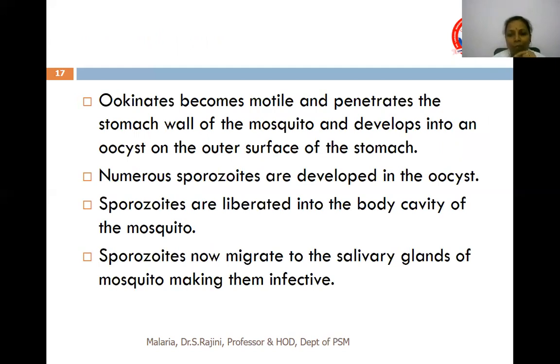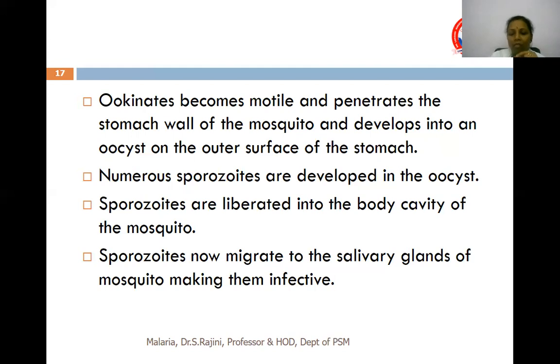It comes out of the stomach by piercing the stomach wall. Numerous sporozoites are developed in the oocyst. So now the sporozoites are liberated in the body cavity of the mosquito. The sporozoites now migrate to the salivary glands of the mosquito. So from the stomach wall, the oocysts release sporozoites, liberated in the cavity, and they move towards the salivary glands and they become infective and stay there.